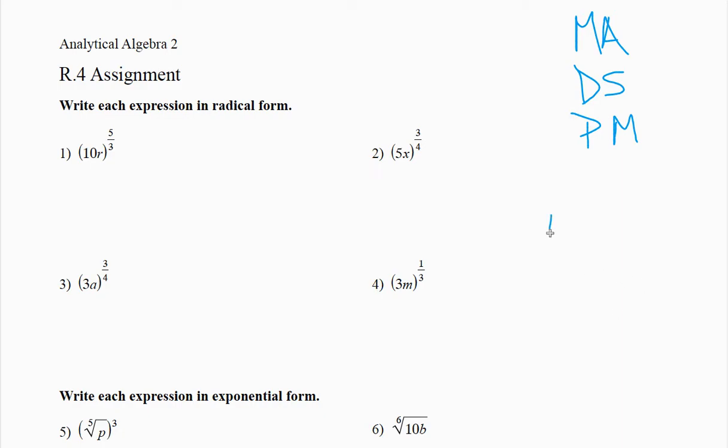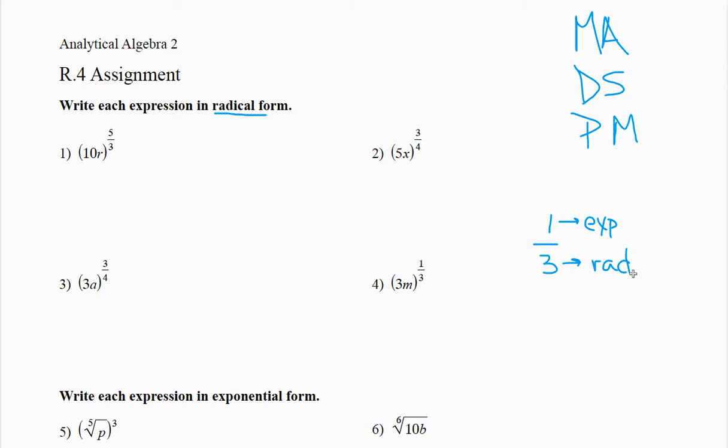So when we're looking at these fractions, the directions say, write each expression in radical form. So we're now changing our exponents into radicals. That's what the directions are saying right now. We're changing our exponents into radicals because they're directly related. So the number on top of each fraction is going to become your exponent. And the number on the bottom becomes your radical.